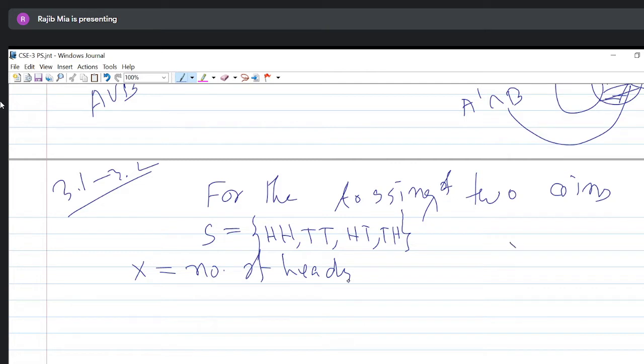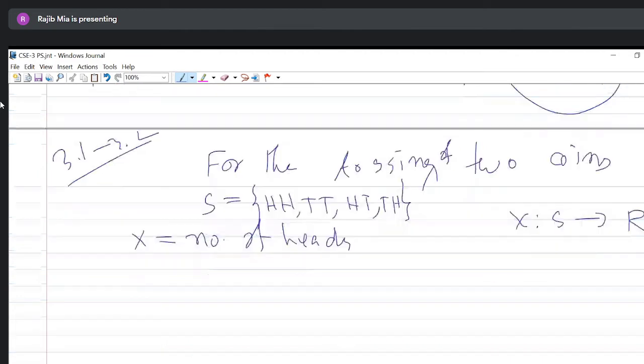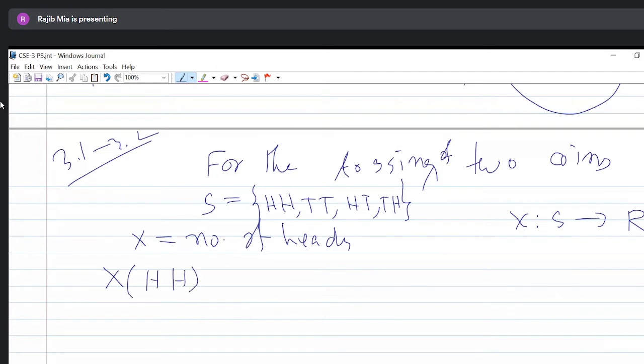So suppose for one question we defined X as the number of heads, that is a random variable. We have seen that X maps S to R, where S is the sample space. The elements of the sample space are head head, head tail, tail head, and tail tail. For the first outcome, head head, what is the value of X? X counts the number of heads. How many heads are there in this outcome? Two heads. So the X value is 2 here. Similarly for tail head.